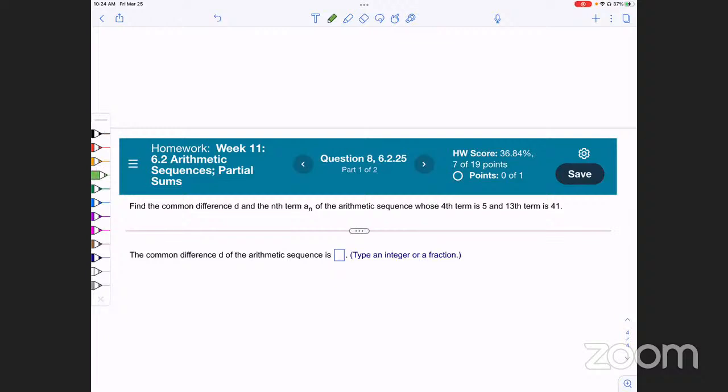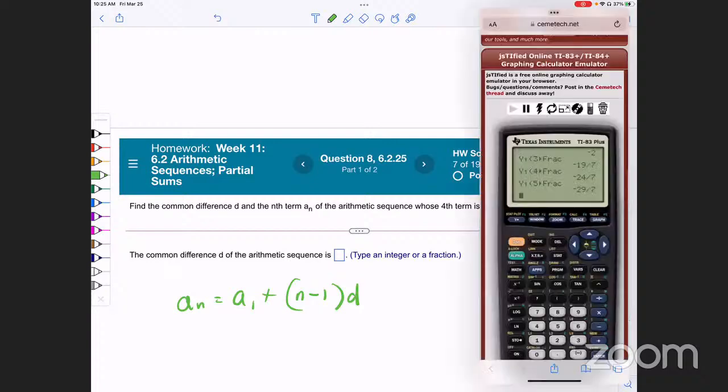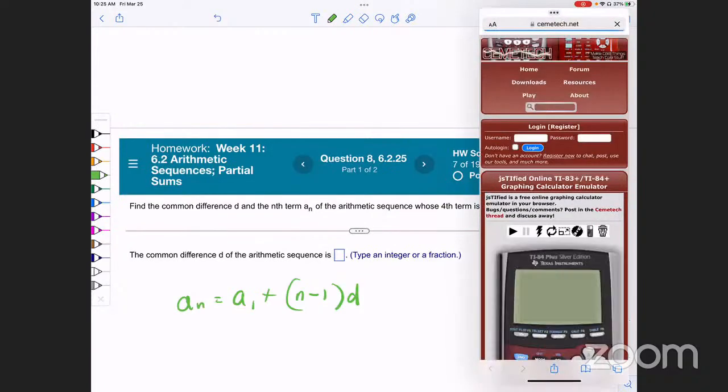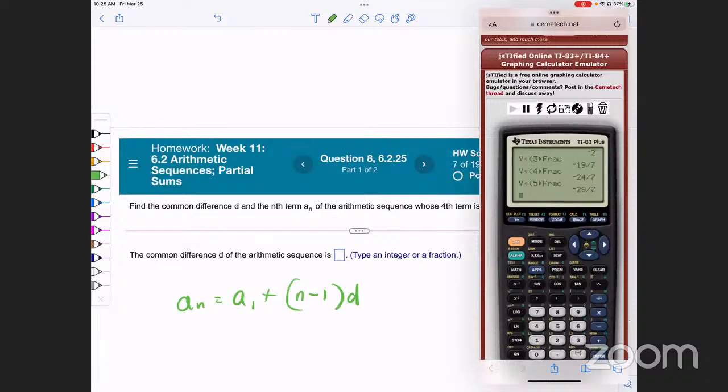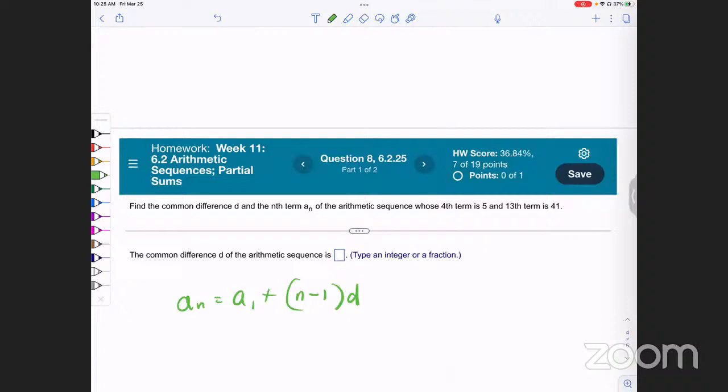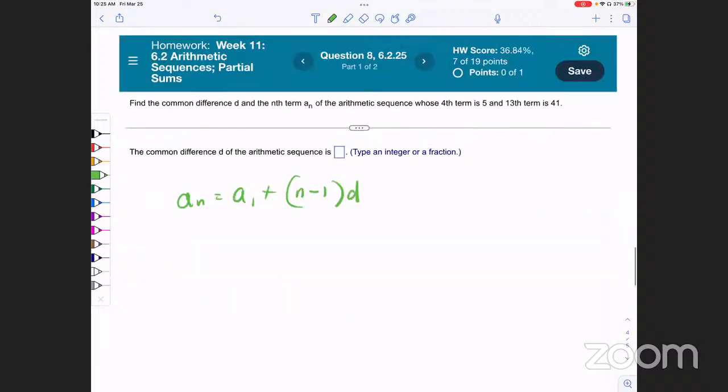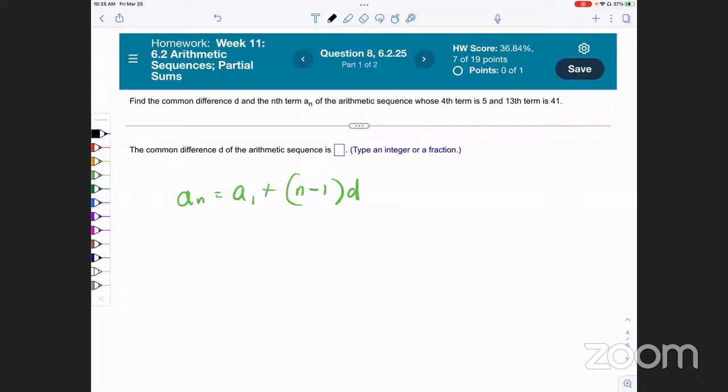Okay. So let's start with the general term. So a_n is what? a1 plus n minus 1 times d. And then they give us a couple of pieces of information, right? So when n is 4, the output is 5. So let's make note of that. That means we're going to have a1 plus 4 minus 1 times d, and the output should be 5.